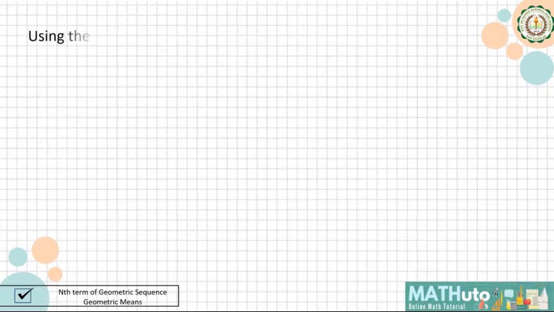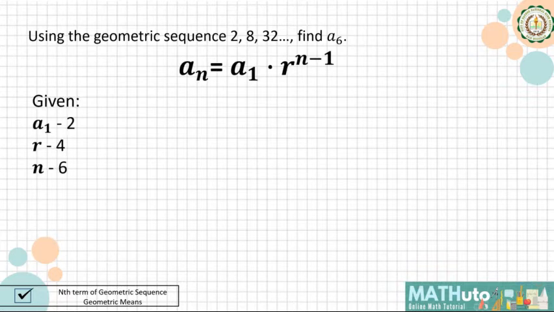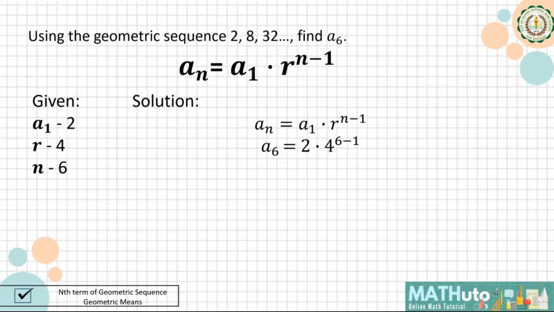Another example, using the geometric sequence 2, 8, 32, find a sub 6. Given, our first term is 2, r is 4, that is obtained when we divide 8 divided by 2. And n is equal to 6 since we're looking for the sixth term of the sequence. Using the formula, let us substitute all the given. We have a sub 6 is equal to 2 times 4 raised to 6 minus 1.